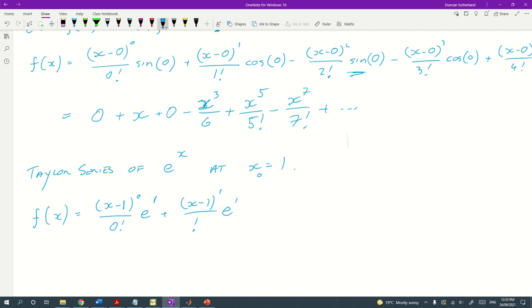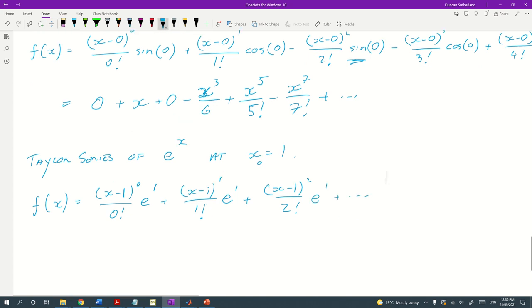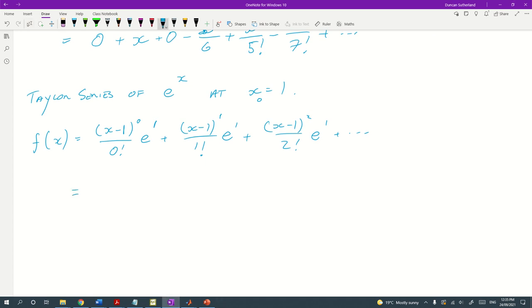Actually, I should write x naught, shouldn't I? Yes, I did. That's consistent. Then the next one should be a 1 factorial, e plus blah, blah, blah, right? So what I've got here is e to the power of 1 plus e to the power of 1 (x minus 1) plus e to the power of 1 on 2 factorial, e to the power of 1 (x minus 1) squared.